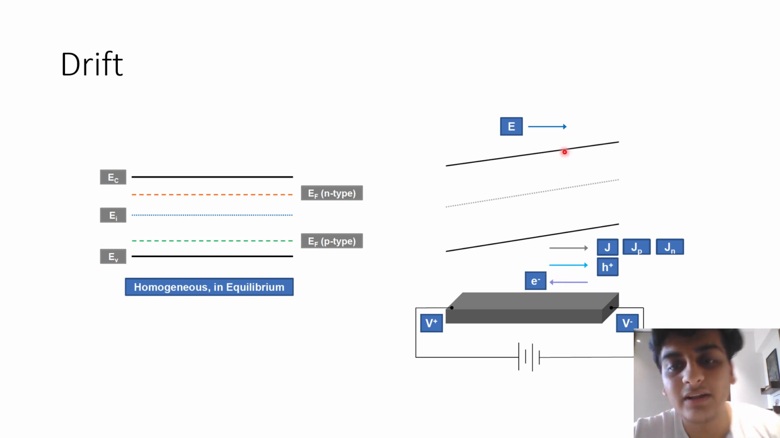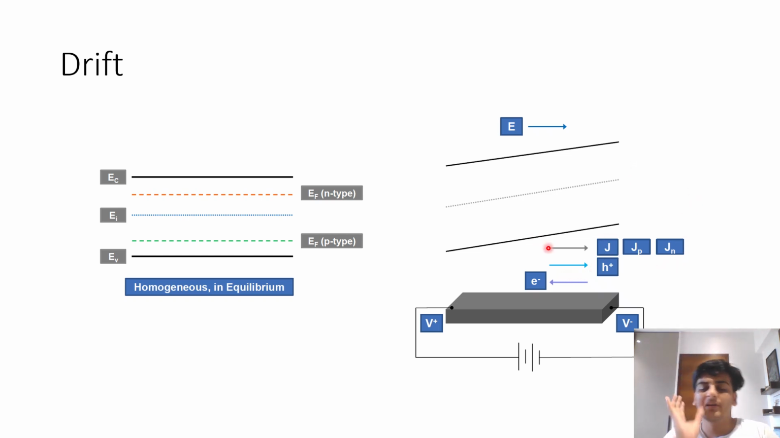Obviously, holes will flow in the direction of the electric field because they behave like positive charges. So they'll flow from left to right. And overall, the electrons as well as the holes will contribute currents. And we are talking about the current per unit area, which we represent by J. So Jp is the current due to the holes, Jn is the current due to the electrons, and J is the net current. So when you have this electric field that causes these currents to flow, this type of current is called drift current.